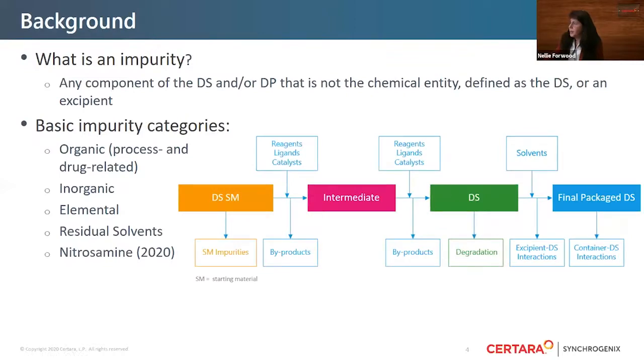So what is an impurity? An impurity is any component of the drug substance or drug product that is not the chemical entity, is not defined as the drug substance or an excipient. Basic impurity categories are organic or process and drug-related impurities, inorganic impurities, elemental impurities, residual solvents, and nitrosamines.